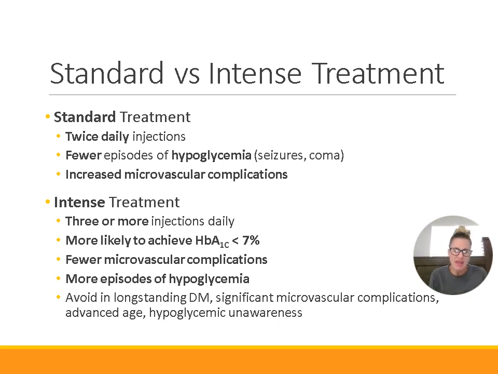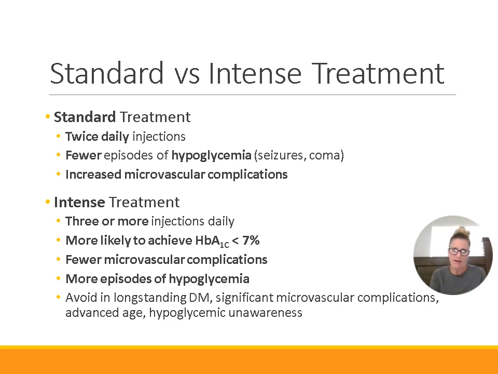When you're coming up with a regimen for your patient, there are a few things that you need to think about. First off is your goal for this patient. What's your goal A1C? How strict do you want to be with treatment? There's what we call standard treatment and there's intense treatment. Standard treatment is twice daily injections, so they're not sticking themselves as much.